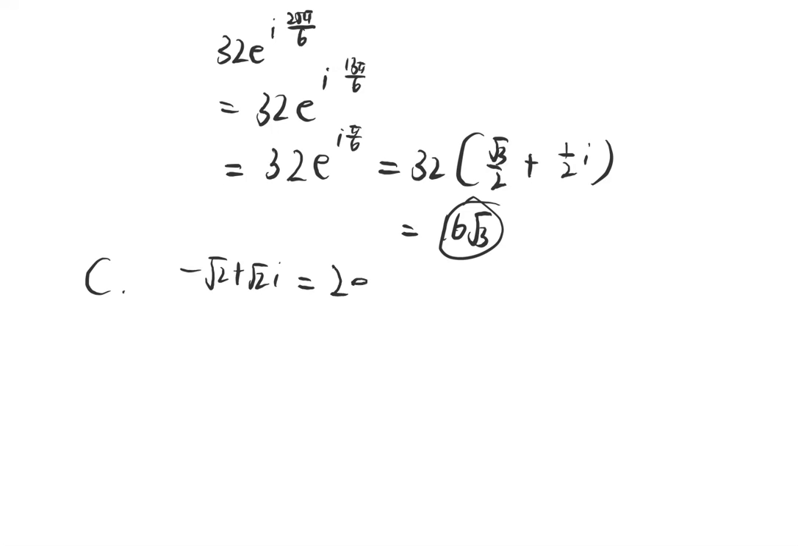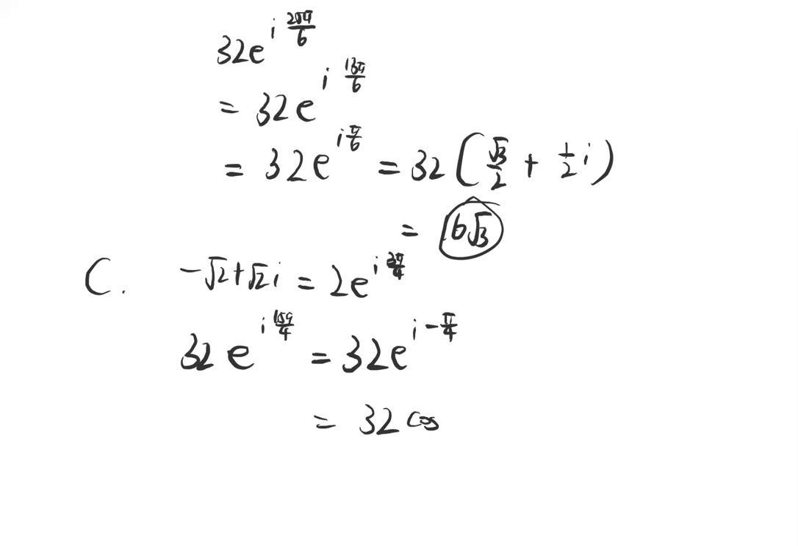And for C, negative root 2 plus root 2i, we have 2 to the power of 2 times e to the power of 3 pi over 4. So if we raise that to the power of 5, then it's 32 times e to the power of 15 pi over 4, which is equal to 32 times e to the power of negative pi over 4, because we subtract 4 pi. And so 32 times the real part, 32 cosine of negative pi over 4, is the same as pi over 4 because cosine is an even function, which will then be 16 root 2.